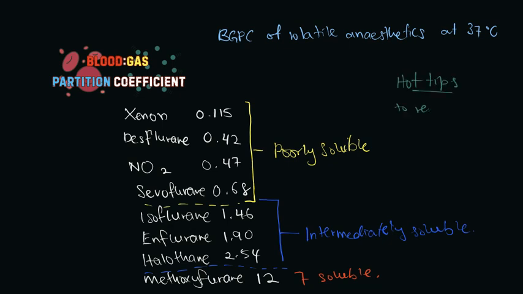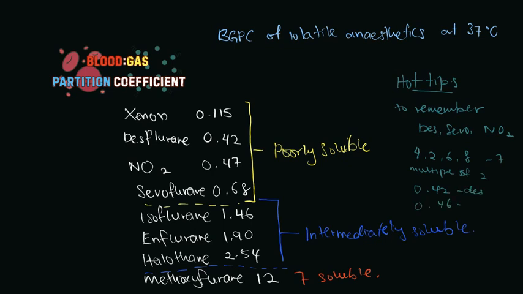Hot tips for remembering. For me personally, I remember the commonly used anesthetic gases, desflurane, sevoflurane, and nitrous, as being multiples of 2, 4, 2, 6, 8, with a miscellaneous 7. So desflurane at 0.42, sevoflurane at 0.68, and in between you have nitrous at 0.47.